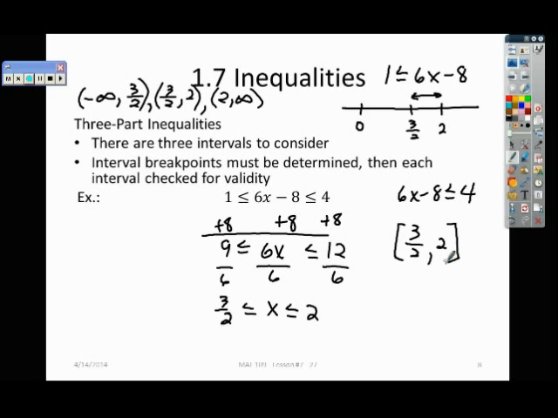So in this type of inequality where you have linear with just two sides to it, this is maybe a little easier to follow, but I'm still going to request you write interval notation.